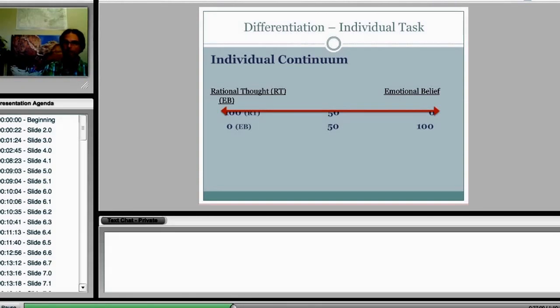Okay. I'm going to pause for a second to see if there are any questions before I move on to the relational continuum, which is very similar in layout. The difference is moving away from how we make decisions for ourselves to how we maintain relationships with other folks.